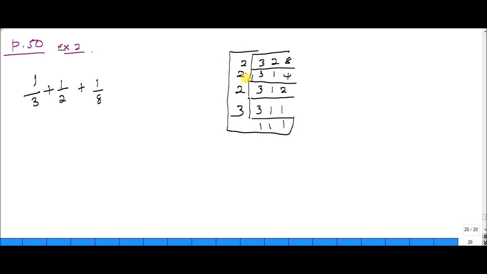And multiply everything outside. So we have 2 times 2 times 2, which is 2 cubed, or 2 to the third, multiplied by 3. What's 2 to the third? 2 times 2, 4, 4 times 2, 8. So it's 8 multiplied by 3, 8 times 3 is 24. So our LCM, or LCD, is equal to 24. So put 24 here.